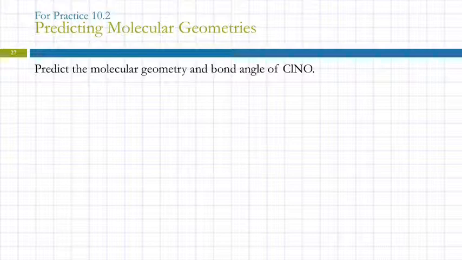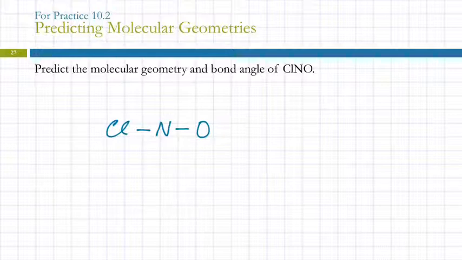So let's do some examples. Predict the molecular geometry and bond angle of ClNO. The way these atoms are arranged in the formula is suggestive of how they are arranged in the structure. So if you're not given any other directions, I would assume that the nitrogen is in the middle and the chlorine's on one side, the oxygen's on the other side. I will not try to trick you with things like that on an exam. Here's nitrogen, and we put oxygen over here and chlorine over there.